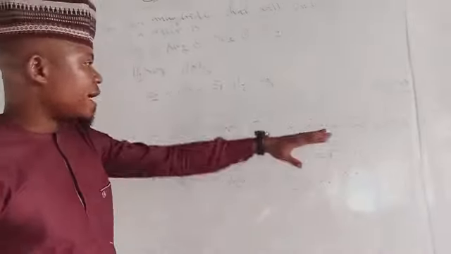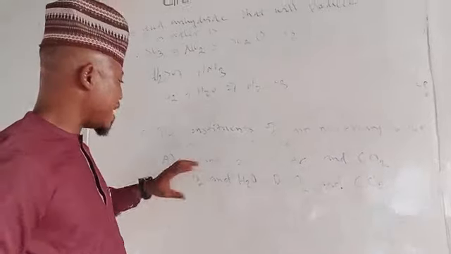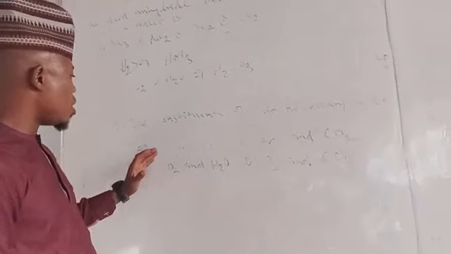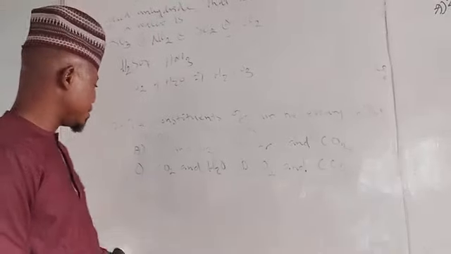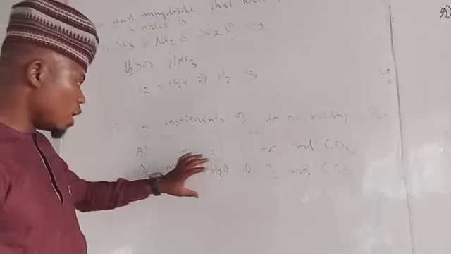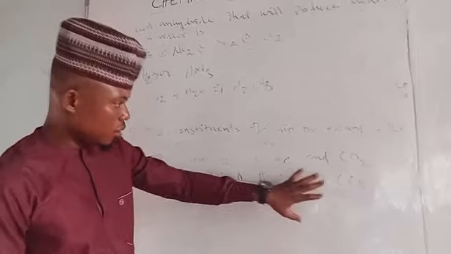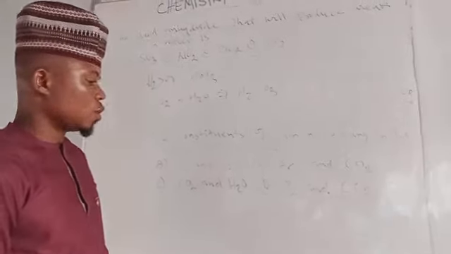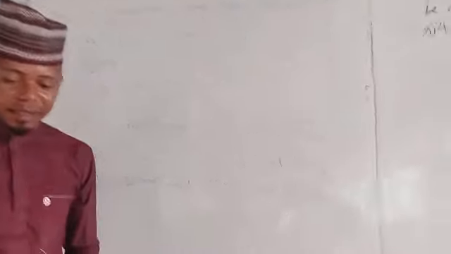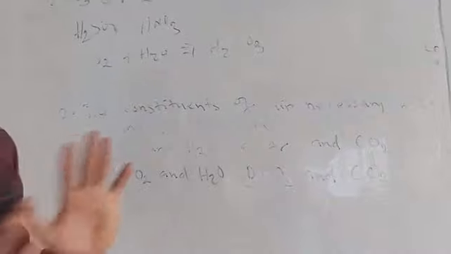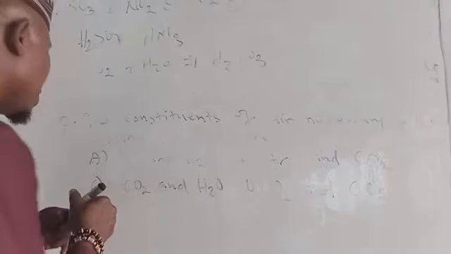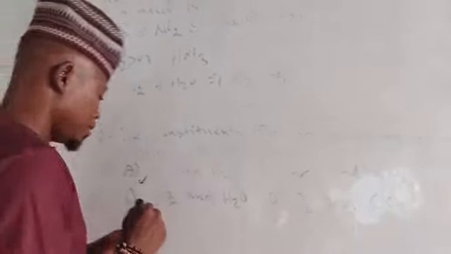17. The constituents of air necessary in the roasting process are A. Oxygen and water, B. Argon and carbon dioxide, C. CO2 and water, D. Oxygen and CO2. So basically, in the roasting process, the constituent needed is what? Oxygen and water. That is all that is needed to cause roasting. So the correct option here is option A.